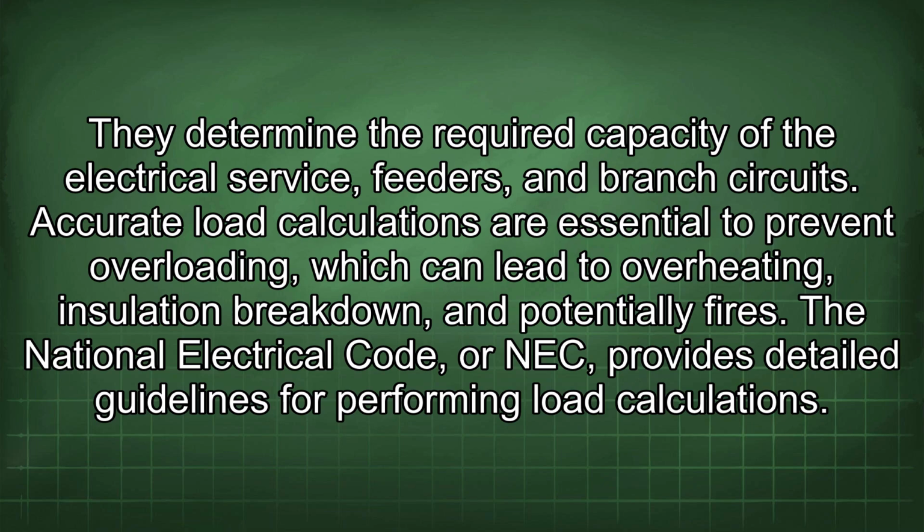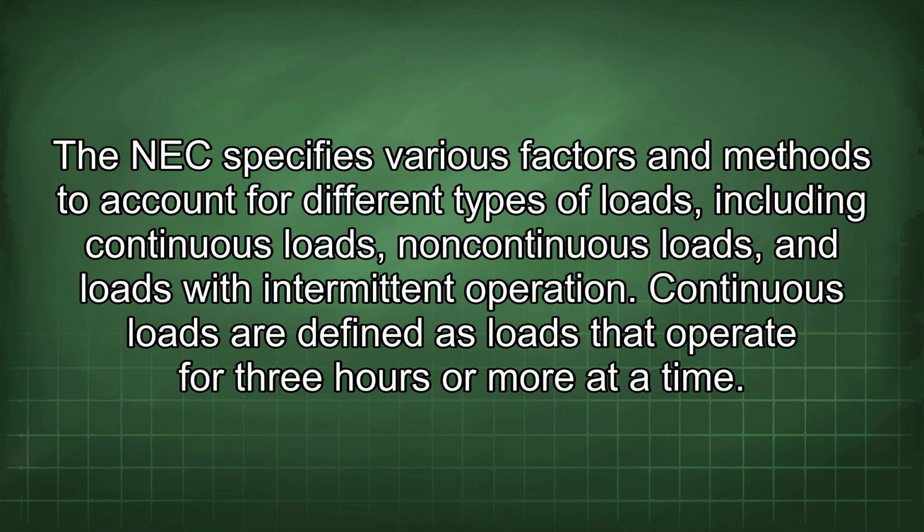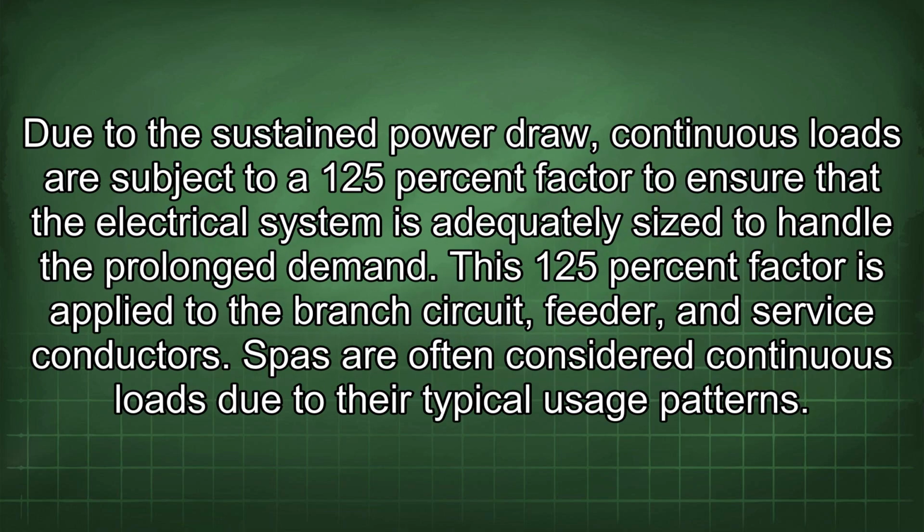The National Electrical Code, or NEC, provides detailed guidelines for performing load calculations. The NEC specifies various factors and methods to account for different types of loads, including continuous loads, non-continuous loads, and loads with intermittent operation. Continuous loads are defined as loads that operate for 3 hours or more at a time. Due to the sustained power draw, continuous loads are subject to a 125% factor to ensure that the electrical system is adequately sized to handle the prolonged demand.